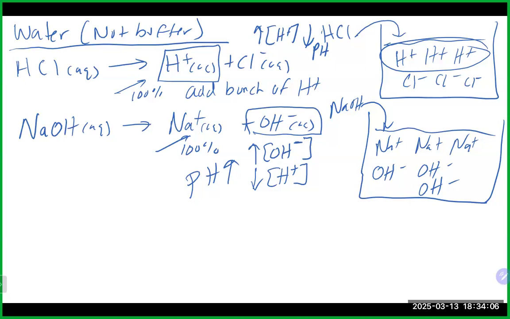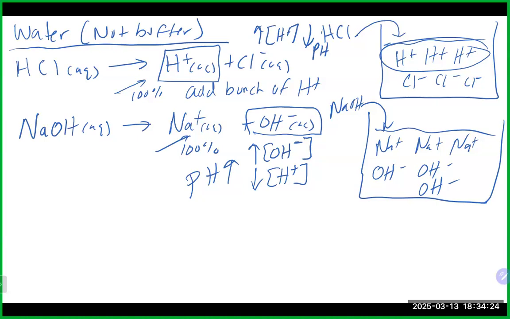And again, your pH may go from a pH of 7 all the way up to a pH of 13 or 14 or 12 or something like that, a really big jump in pH. Again, an indication that water is not a buffer because it cannot handle that.